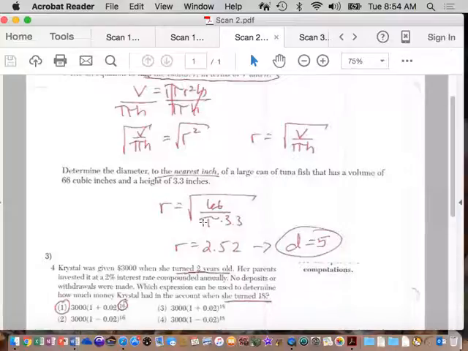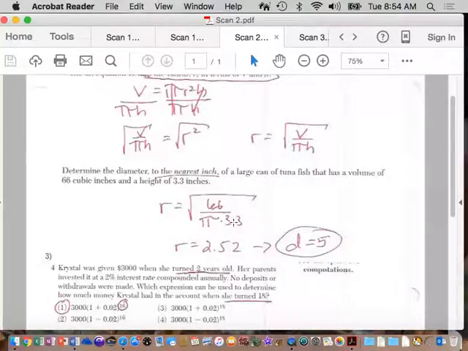Hey, stop and pay attention. This is really big. Or you're going to lose points on your Regents because you don't know how to operate your calculator, not because you're not smart enough to get the question right. So listen, if you did what I just said, this is what your calculator did. It did 66 divided by pi, got that answer, and then multiplied by 3.3.